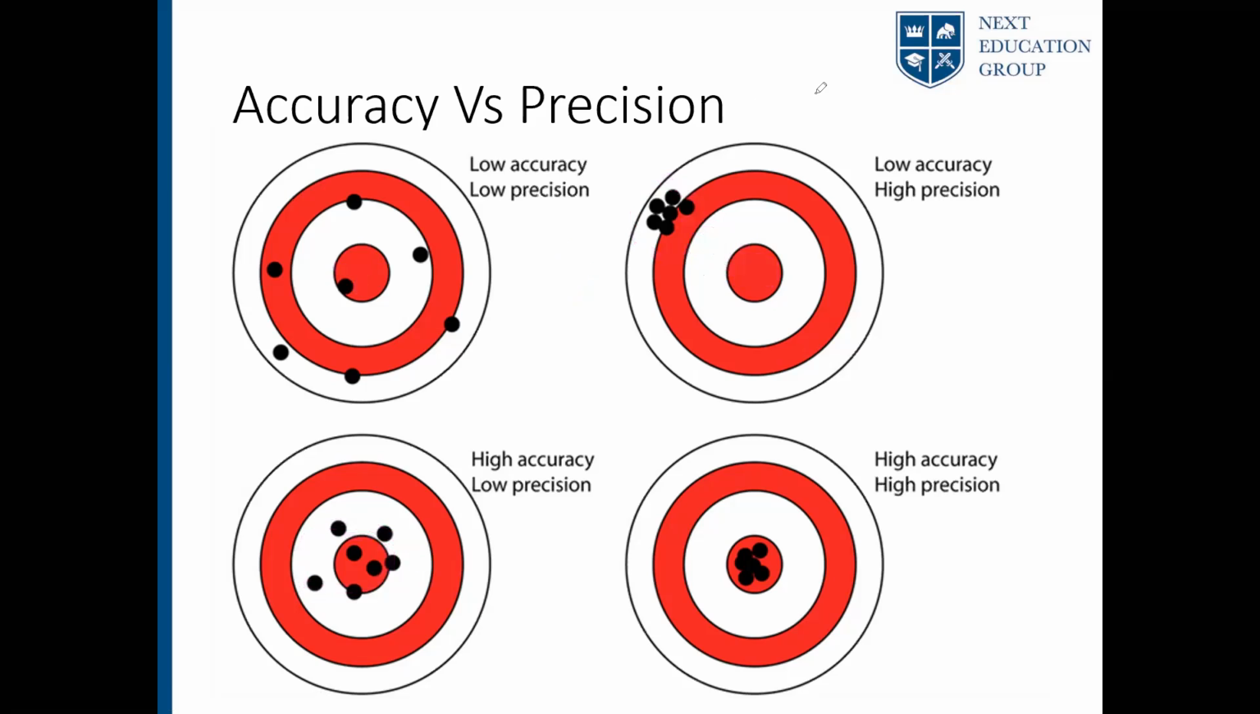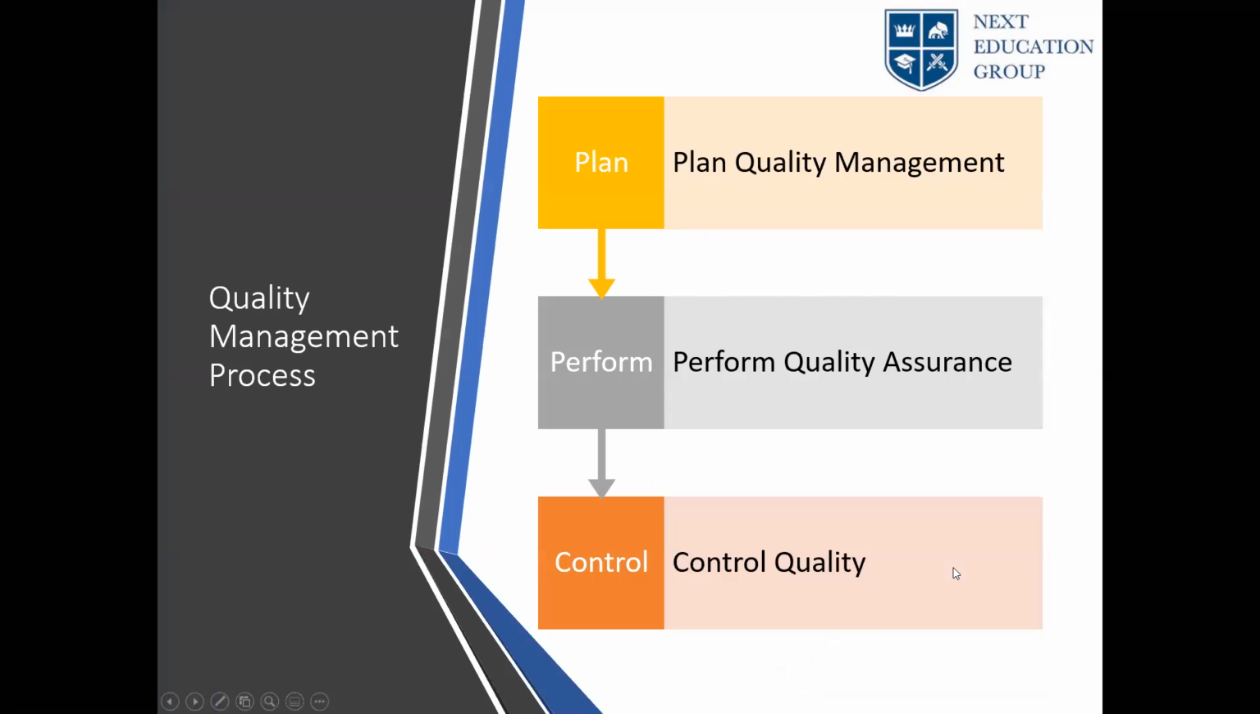Let's move on. So up until now, what we did is we looked at quality in general. We looked at some of the key concepts of quality. We looked at the 4 perspectives of quality management in terms of management aspect and all that. We looked at accuracy and precision. We looked at quality assurance and quality control. Now we would talk about quality management process. Now, in project management, how are we going to ensure quality? There should be a process to manage quality.